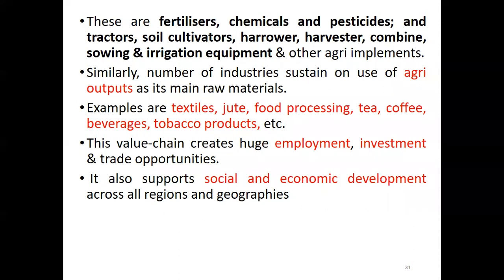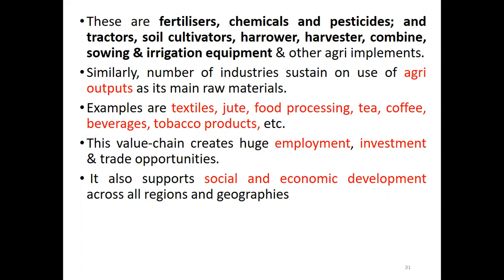As well as, a number of industries sustain on the use of agri output as the main raw material. For example, let us take the example of the winery and the sugar industry, where input from the agricultural sector is utilized to make sugar or the final product. So if the agricultural sector does not survive, these other supportive businesses like the sugar industry, wineries, and food processing units also cannot exist.